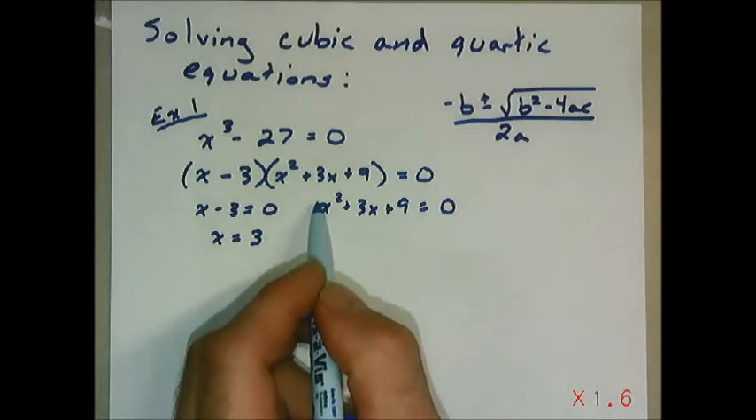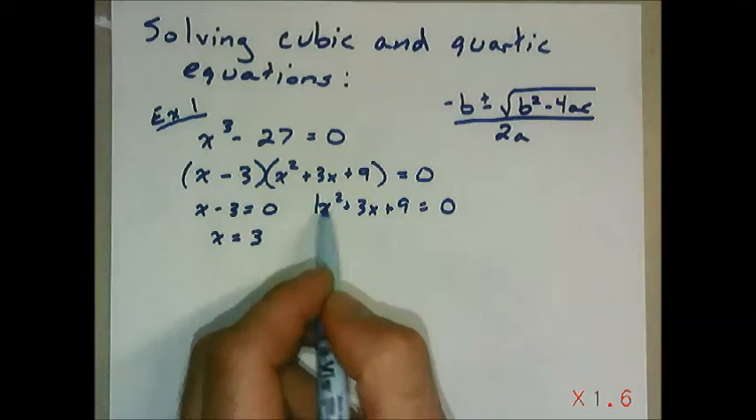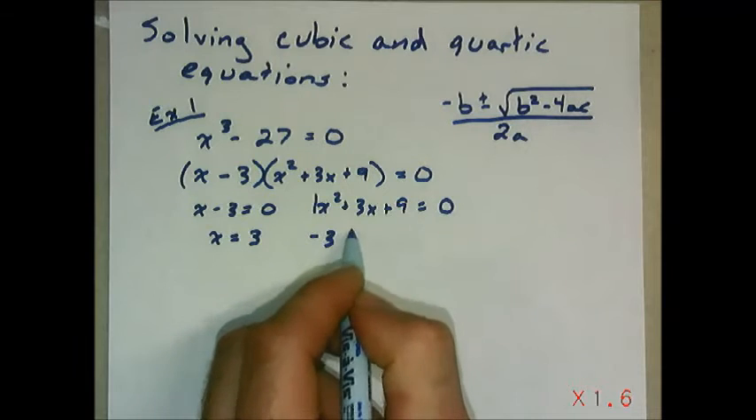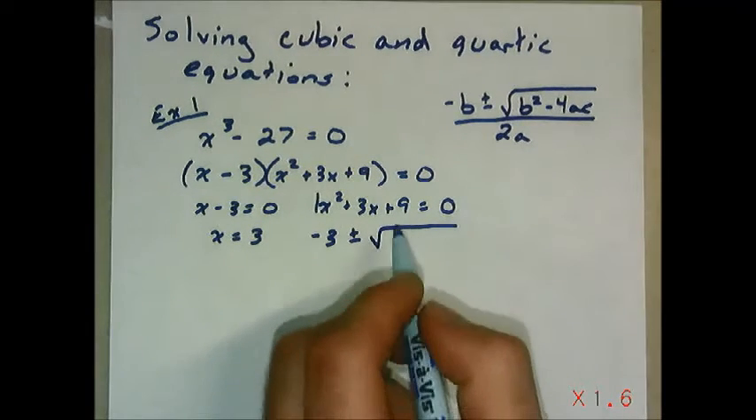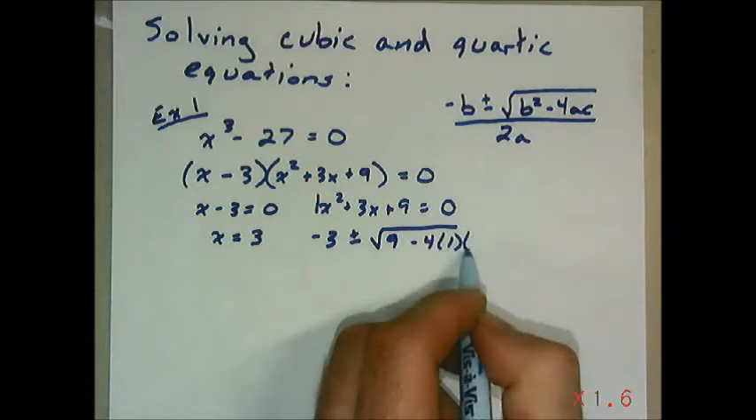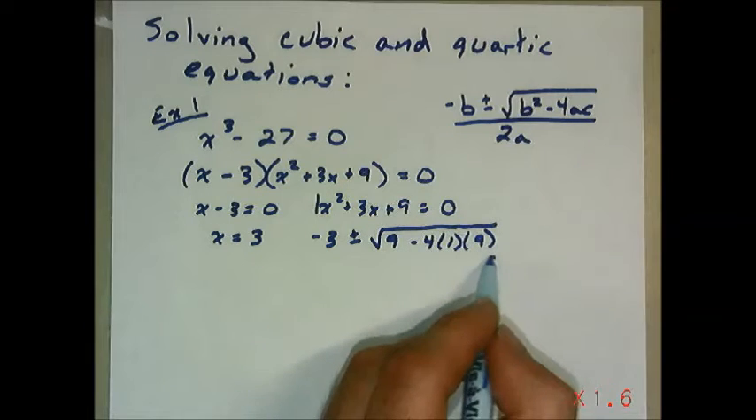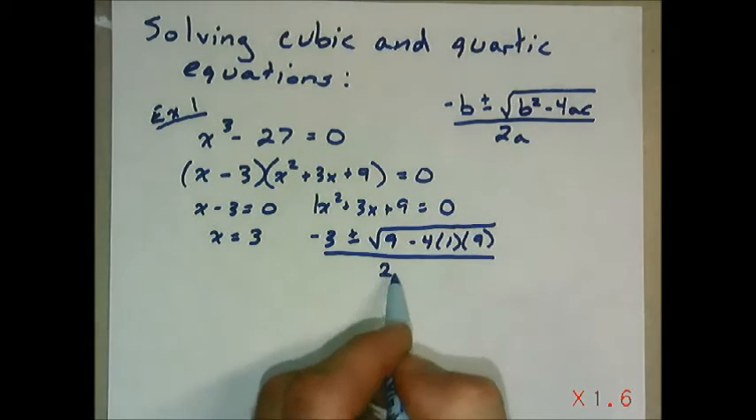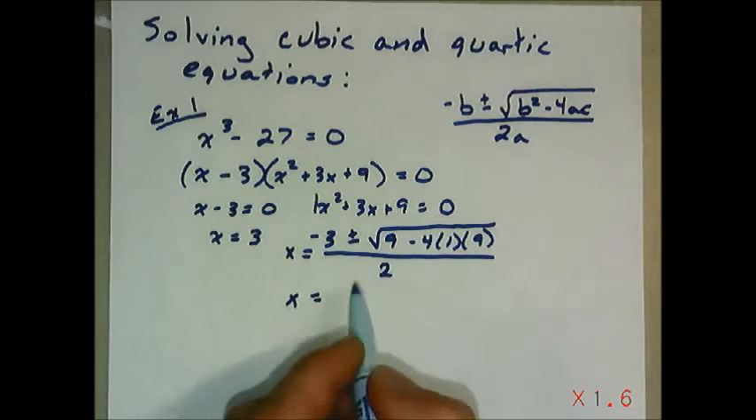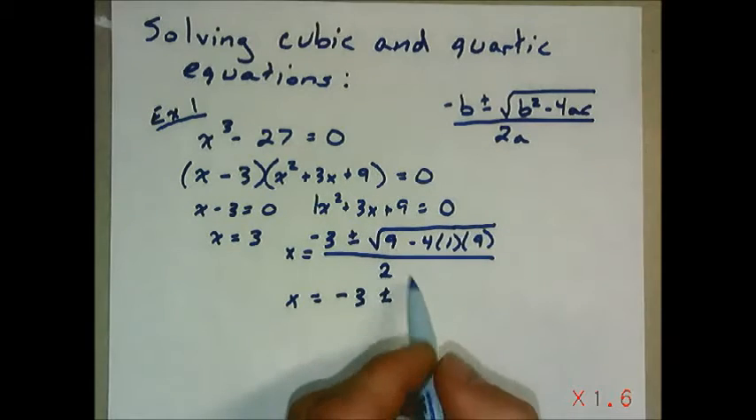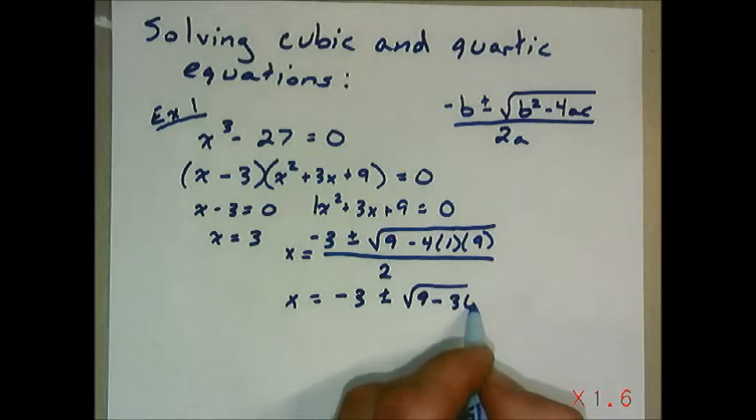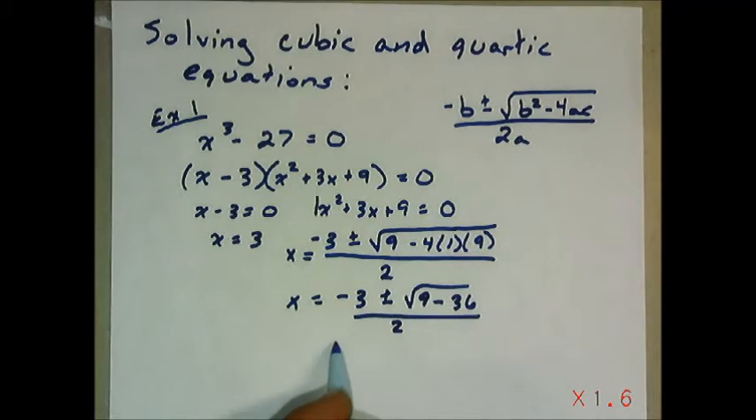Remember, our coefficients are a, b, and c. Here's your 1 for a, b is 3, and c is 9. So in our equation, we have negative 3 plus or minus the square root, b squared, we have 9, minus 4 times a, which is 1, times c, which is 9, divided by 2 times a, which is 2. And this is what x equals. Simplifying this, we have x equals negative 3 plus or minus the square root of 9 minus 4 times 1 times 9, which is 36, divided by 2.